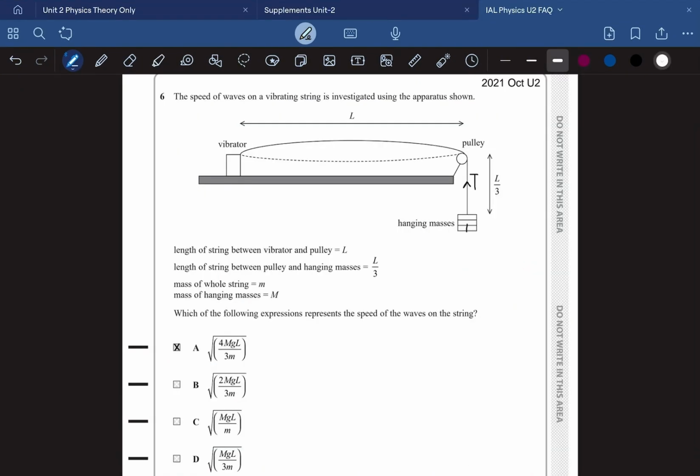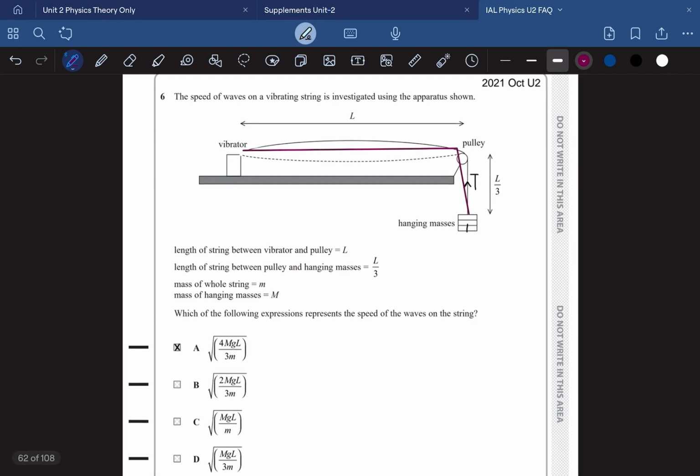Alright guys, now let's have a look at this tricky question. It says the speed of waves on a vibrating string is investigated using the apparatus shown. The length of the string between the vibrator and the pulley is L. One thing you will have to understand is that the length of the string is not only right here. The length of the string is from this position till this position. The whole part is the length of the string. This whole part is the same string, right?